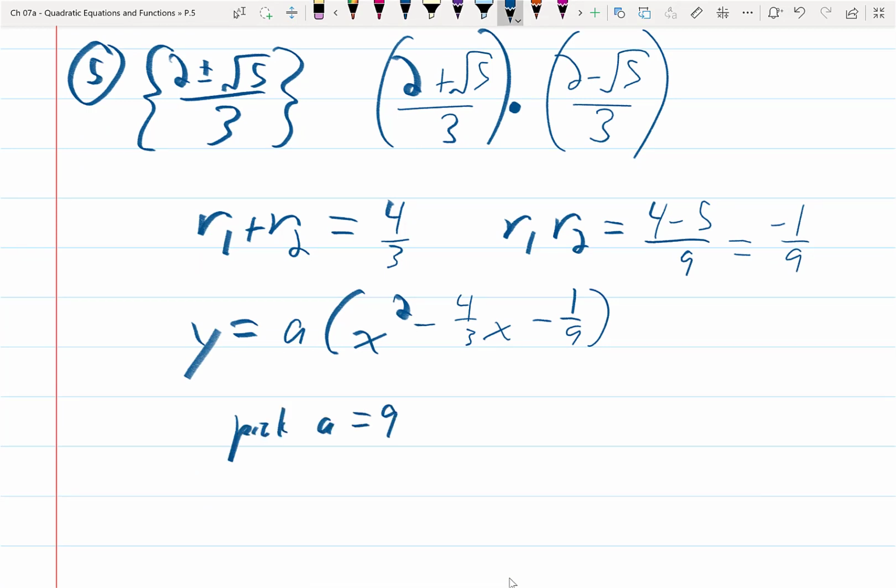So I'm just going to pick an a value where a is 9. You can pick whatever a value you want, but your directions will ask you for integer coefficients, so you need to pick one that clears fractions. And let's just pick the simplest: 9x squared minus 12x minus 1.